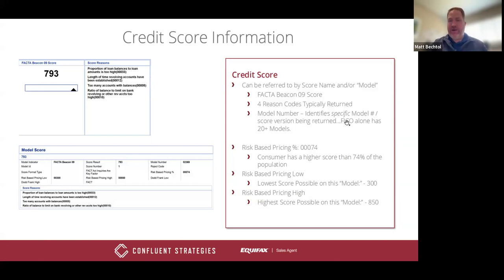FICO, just with FICO alone, has over 20 models that they support at time of recording, depending on where the person's applying: if they're applying for a car loan versus a mortgage loan versus a credit card, what lender, what bureau. So this is just giving you specifics. You're looking at an Equifax report at a Beacon 09, which correlates to a FICO 8 score. If they tell you what their score is, it can be very different because of the type of score, the bureau, the time it was pulled, etc.